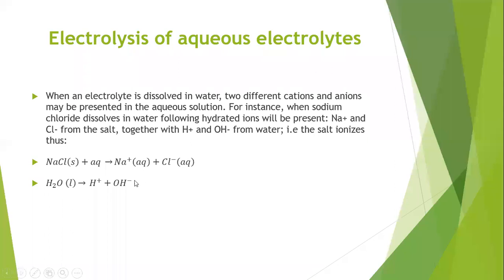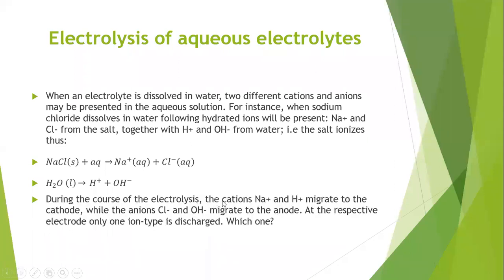If that is the case, what happens? During the course of the electrolysis, the cations Na plus and H plus migrate to the cathode. Both Na plus and H plus will migrate to the cathode because they are both cations. While the anions, Cl minus and OH minus, will migrate to the anode because they are both anions. At the respective electrode, only one type of ion is going to be discharged. Which one? Between Na plus and H plus, the two will migrate to the cathode, but only one will be discharged. And between Cl minus and OH minus, the two will migrate to the anode, but just one will be discharged. So which one of them will not be discharged?